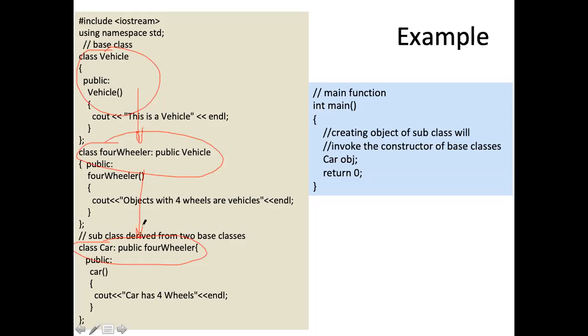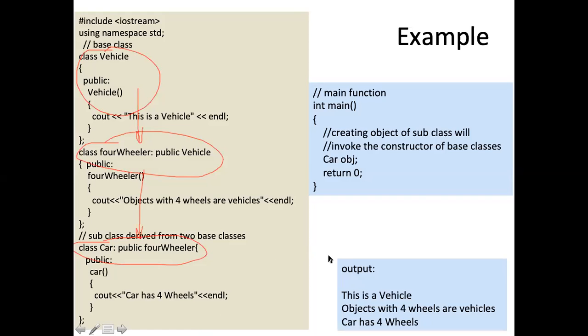ठीक है जी. सो फर्स्टली व्हीकल का कंस्ट्रक्टर कॉल होगा, फिर पब्लिक व्हीकल का कंस्ट्रक्टर कॉल होगा, और फिर एट द एंड कार का कंस्ट्रक्टर कॉल होगा. ठीक है जी. So this is how this will be executed. This is a vehicle, this is a constructor that will be called first. Objects with four wheels are vehicles, so this is the second constructor that is called. And then the intermediate base class, और फिर आपके पास जो derived class है, final derived class, उसका constructor call हो रहा है. ठीक है.